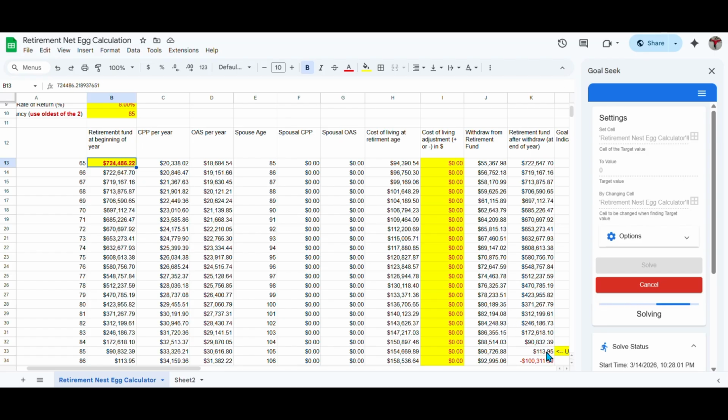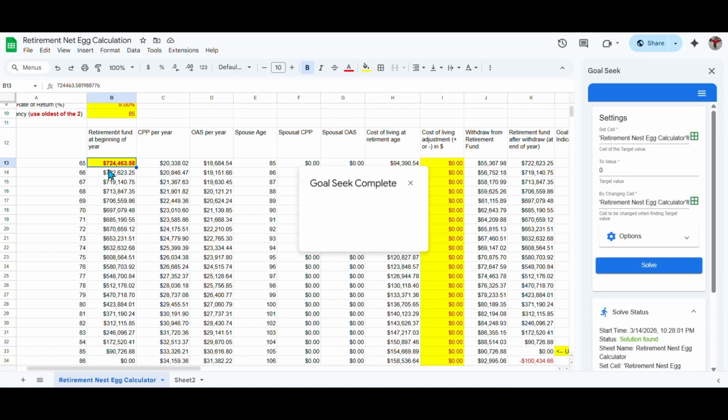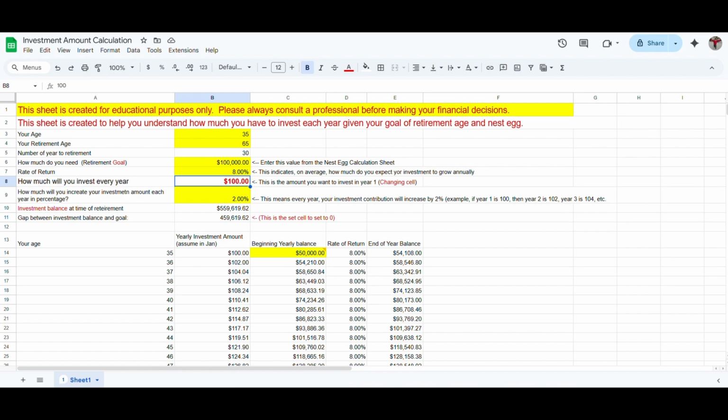So I'm looking at this number here, and I'm seeing this one is quickly converging to 0. So I would say $725,000 is our final number that is required for this person to have accumulated at the age of 65. There you go. So $725,000.